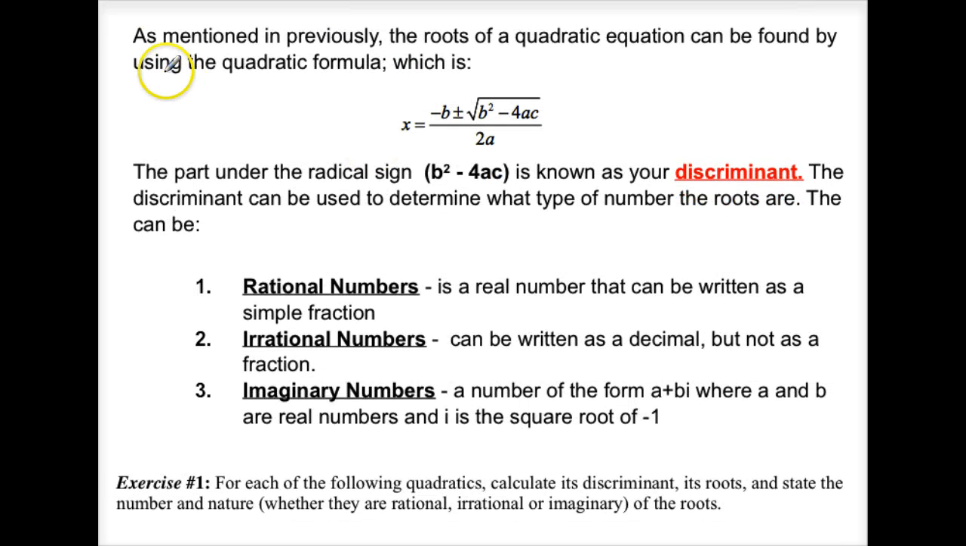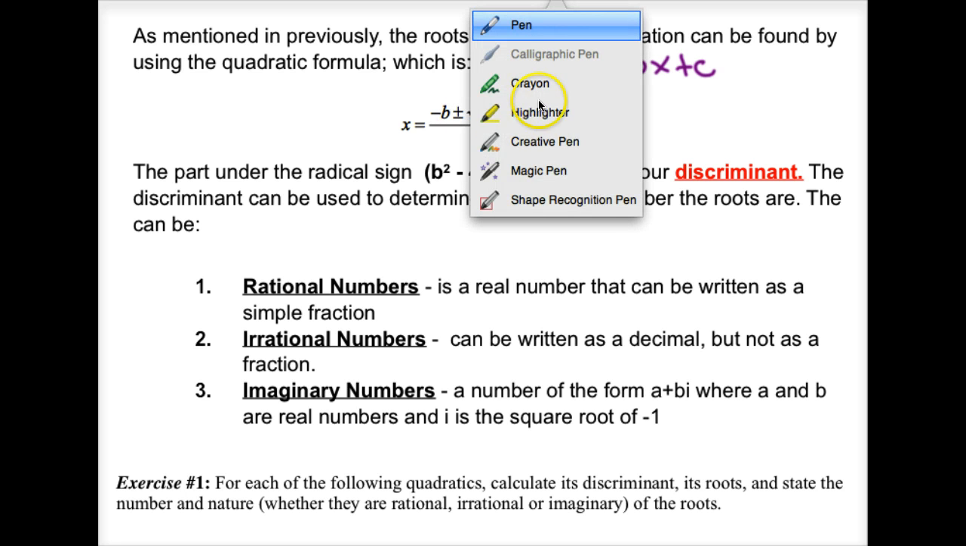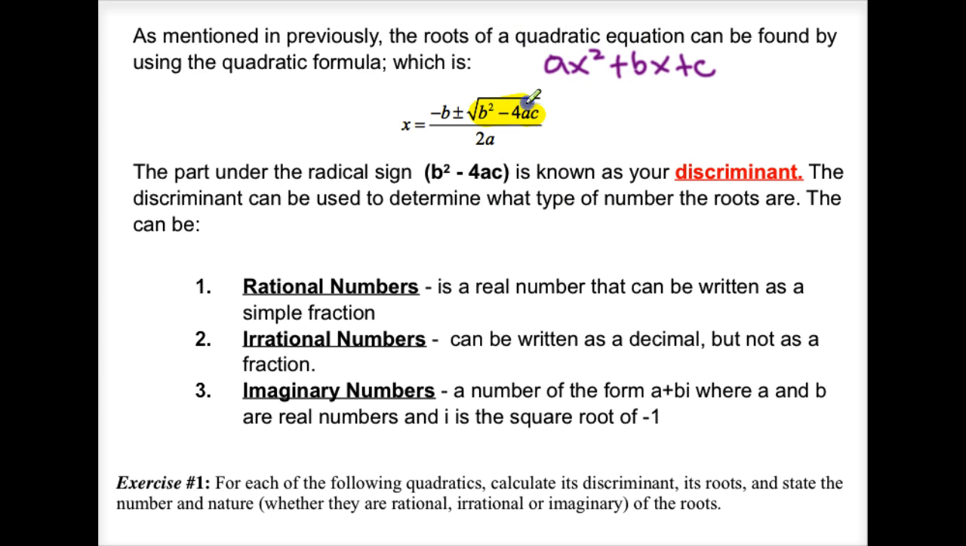As we talked about earlier, the quadratic formula is x is equal to minus b plus or minus the square root of b squared minus 4ac, everything divided by 2a. Now, what are a, b, and c? Remember, they came from your quadratic, which is ax squared plus bx plus c. Now, the part that's under the radical, if I highlight just what's under the radical, is known as your discriminant.